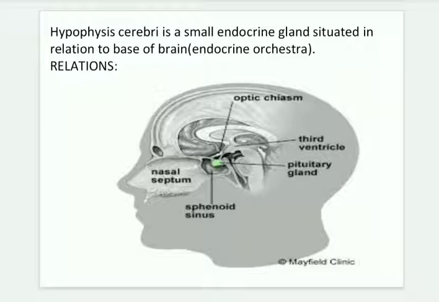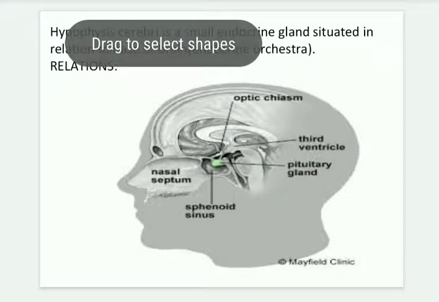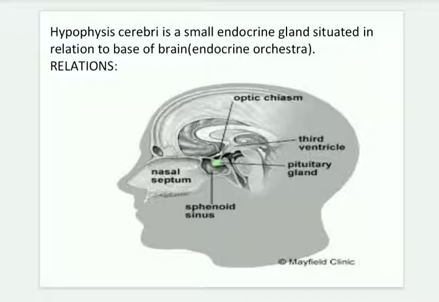And the stalk of the hypophysis cerebri pierces the diaphragma sellae and attaches to the floor of the third ventricle. And here we have relations: superiorly, the diaphragma sellae, tuber cinereum, third ventricle, and also the optic chiasma. Inferiorly we can see the sphenoid sinus and the hypophyseal fossa. On each side there is a cavernous sinus and its contents.